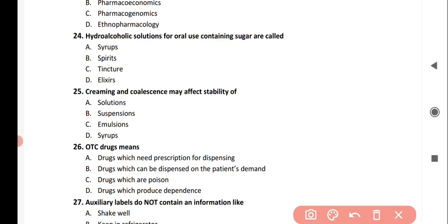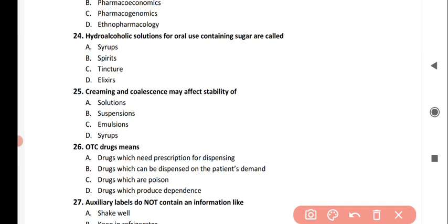The next question is, creaming and coalescence may affect the stability of. So they will affect the stability of emulsions. Option C is correct. So what is creaming? So creaming is simply the rise of dispersed particles to the surface of an emulsion. And the coalescence is an irreversible process by which two or more droplets merge during contact to form a single droplet or single daughter droplet.